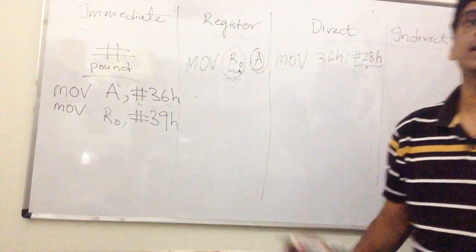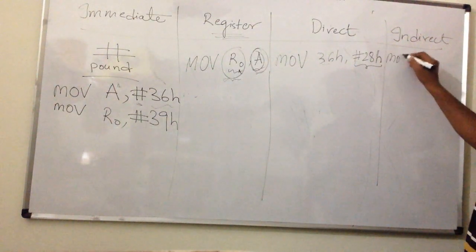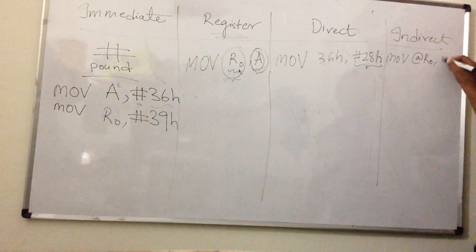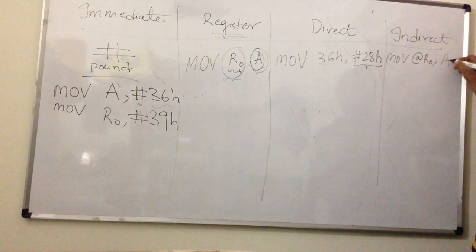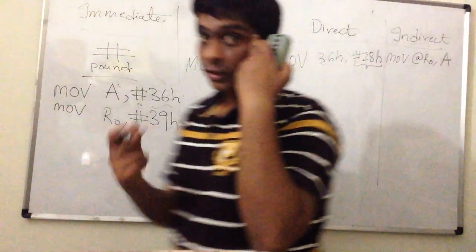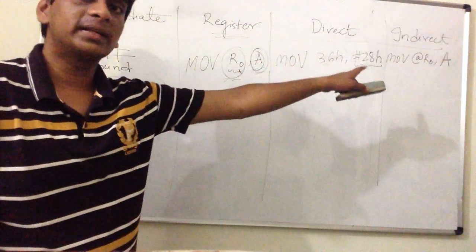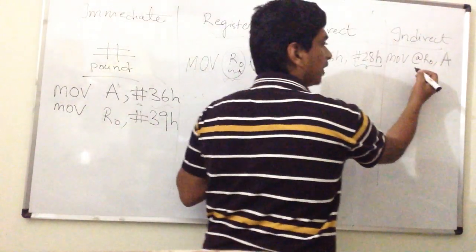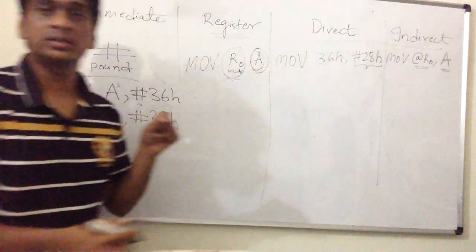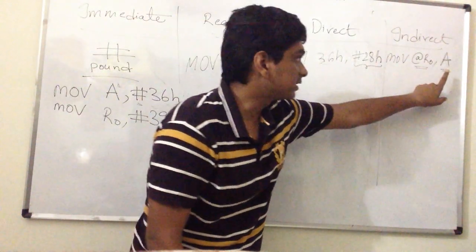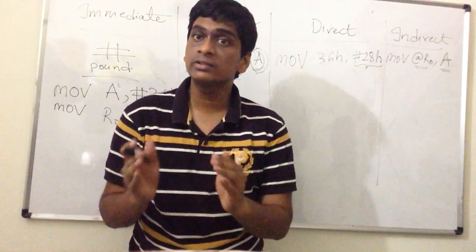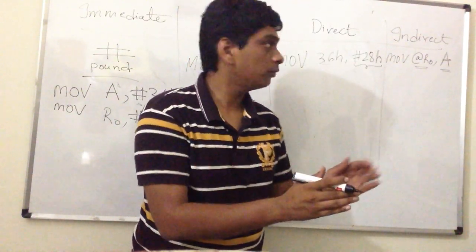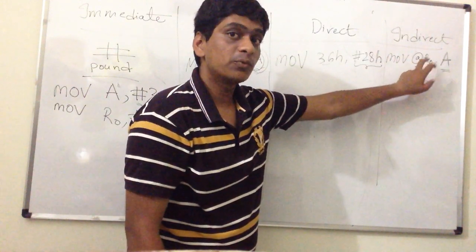Indirect addressing mode is nothing but I say move @R0, comma A. What can you make of that? Whenever I'm using the @ symbol, it means indirect addressing mode is involved. What does move @R0, comma A mean? It means this is my destination and this is my source. I am moving the contents of A into the address which is mentioned in R0.